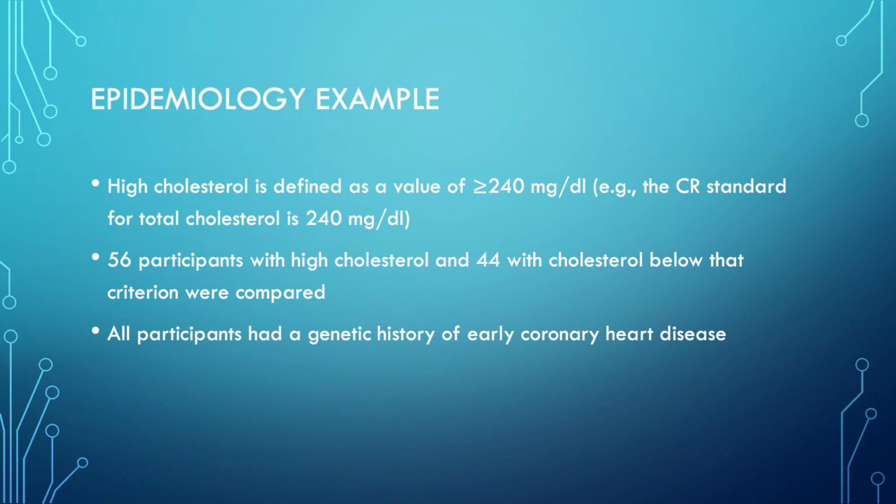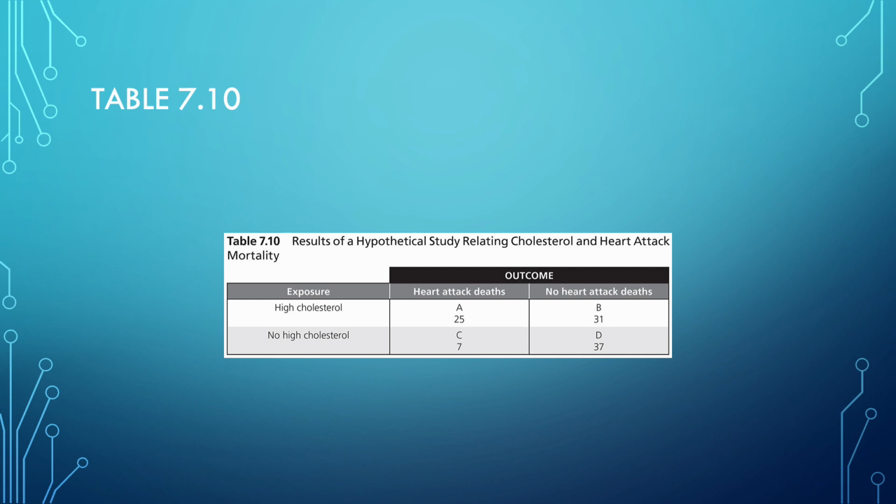They all had this common history. So we're going to break it down on the next slide. We took these fictional people and put them into this outcome table. On the left, we can see where we had high cholesterol versus no high cholesterol. That's their exposure. Did they have high cholesterol or not? And then did they have a heart attack death or not?